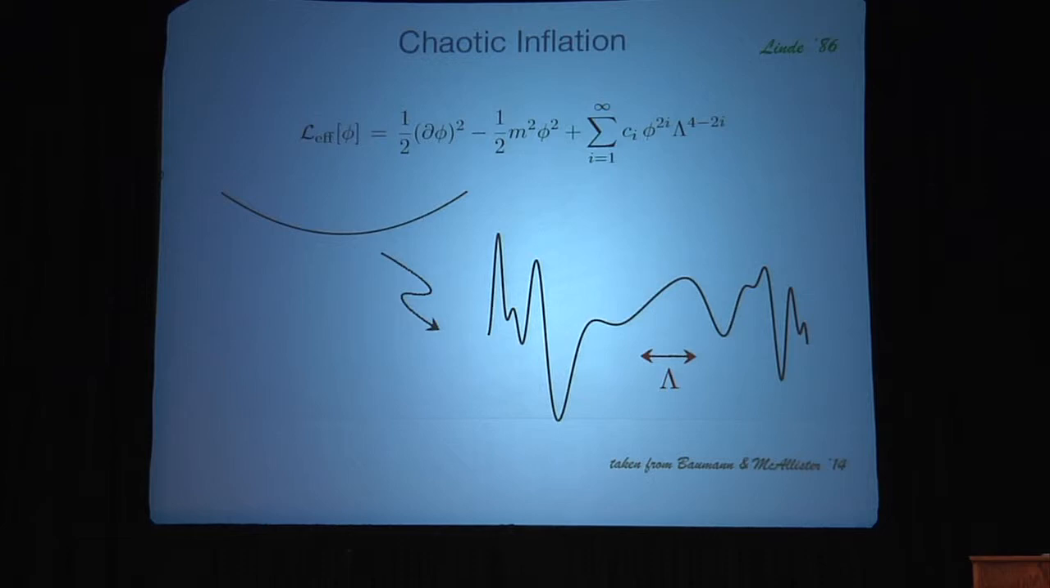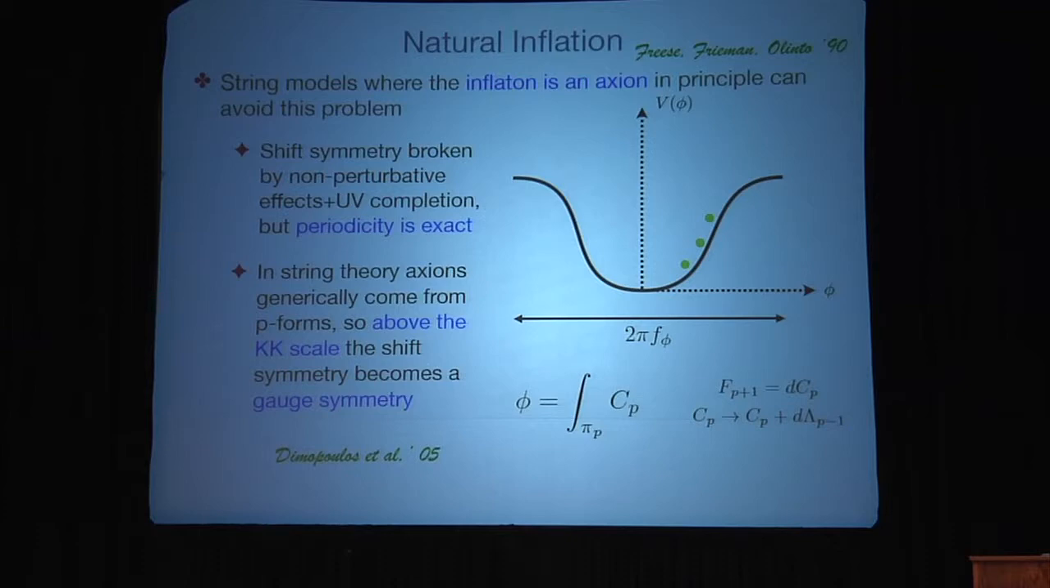So in this sense, there's this other set of models based on the proposal of natural inflation in which this effect is nicer, if you want, because here we have an axion, which is going to be the candidate for inflation, the inflaton, in which we will also have a shift symmetry, which will be broken by non-perturbative effects, as quantum gravity is not supposed to like them. But then we have a periodicity of this guy, which is totally exact and should be preserved always.